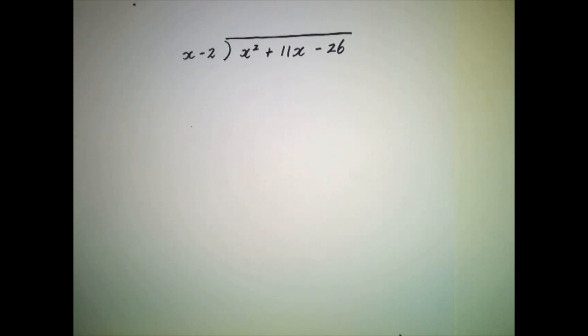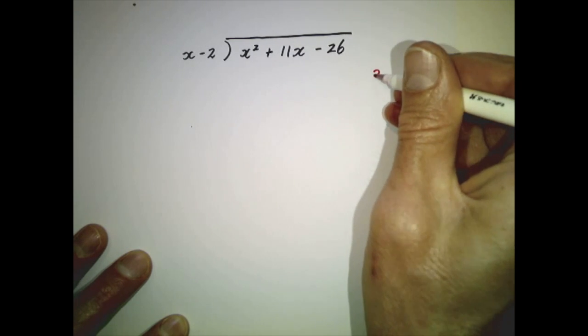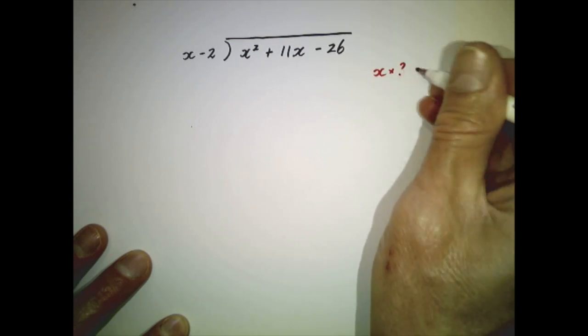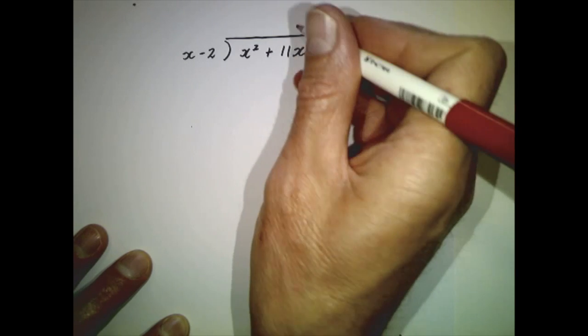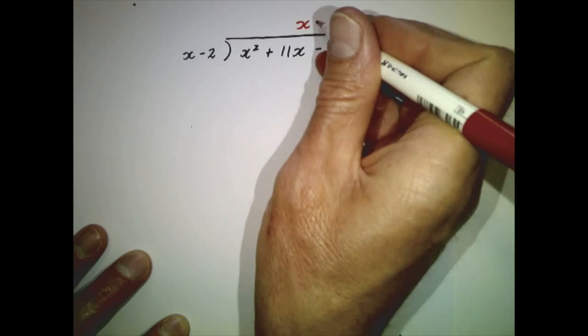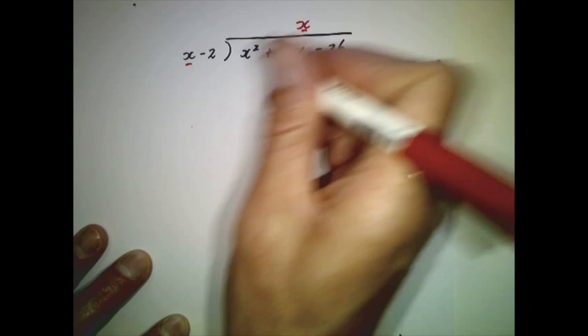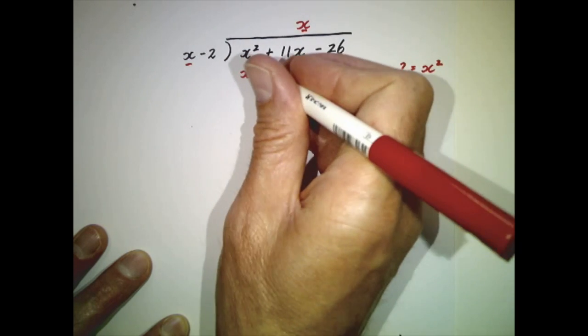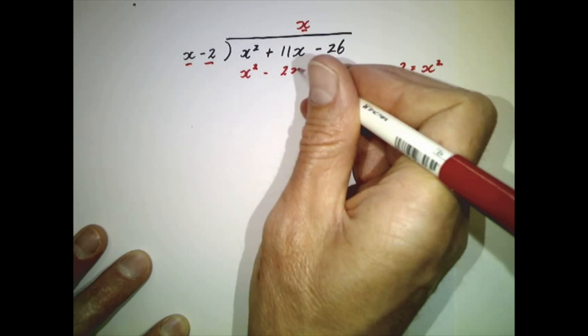In this long division process, we'll call x squared plus 11x minus 26 the dividend, and x minus 2 is the divisor. To commence the process, we have a look at the first term in both expressions, and we ask ourselves, what do we multiply x by to get x squared? And the answer to that is x. And what we do is we align that with the 11x, in other words the same term, in the dividend.